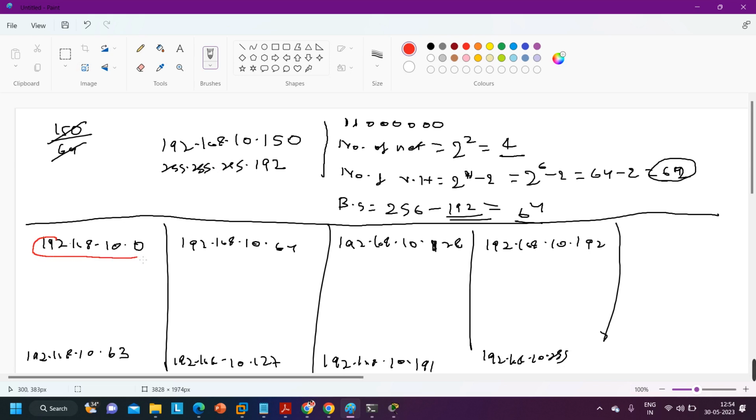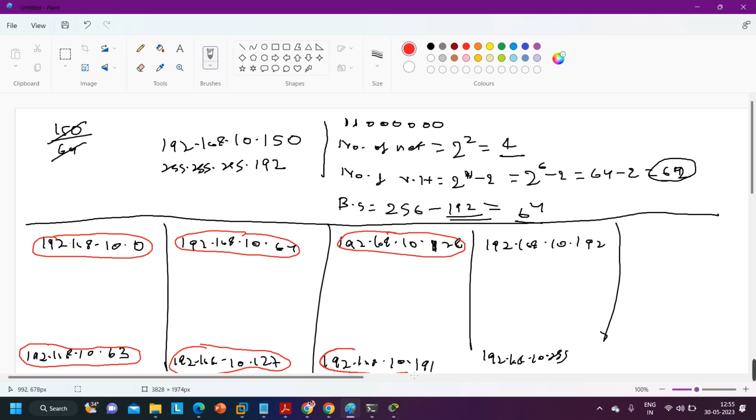This is the network ID. The first IP address is your network ID, and the last IP address is your broadcast ID. These are not usable IP addresses. In the same way, in each network, the first is not usable and the last is not usable. Last is the broadcast ID, first is the network ID. Here also, here also, here also, and here also.